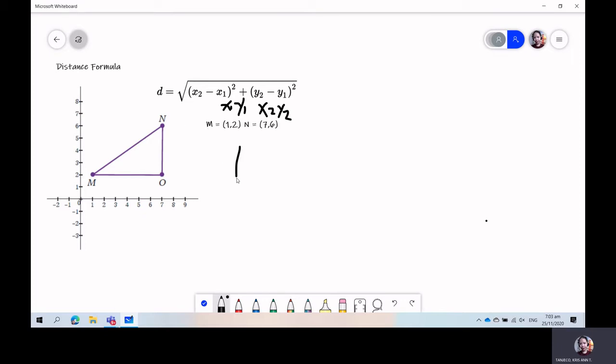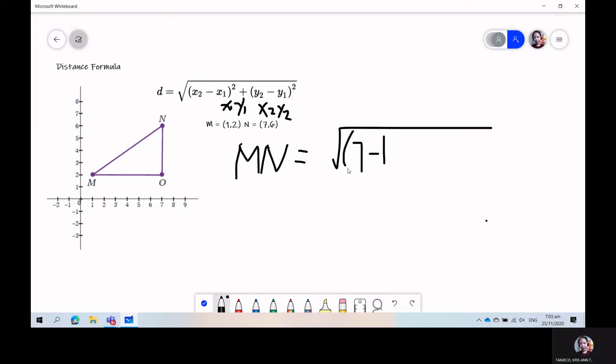So the distance between M and N, I'm just going to write MN, is equal to the square root of the x sub 2 minus the x sub 1. X sub 2 here is 7. X sub 1 here is 1, square, plus I have here the y sub 2 minus y sub 1. Y sub 2 is 6 and y sub 1 is 2. 6 minus 2 square. And then afterwards, we are going to solve what is inside of the parentheses first.